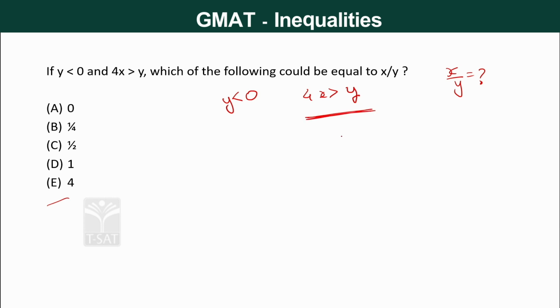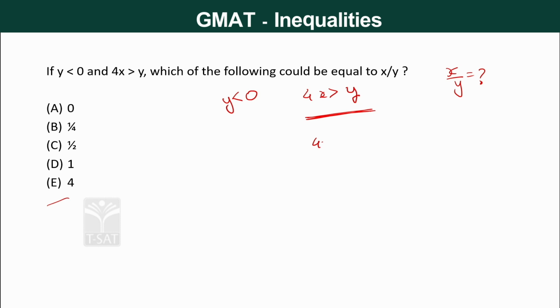But we need to remember one important property of inequality: when you divide or multiply both sides of an inequality by a negative number, the inequality sign reverses. Here it is greater than. When you divide both sides by y, and we are given that y is less than 0, the inequality sign reverses. It becomes less than. So, 4x by y is less than y by y, which is nothing but 1. So, 4x divided by y is less than 1.